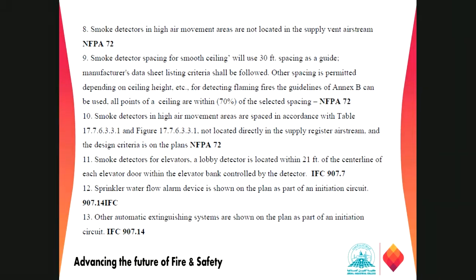A smoke detector we can use in a smooth ceiling, which is 30 feet spacing. Or you can use the information from the manufacturer data sheet.